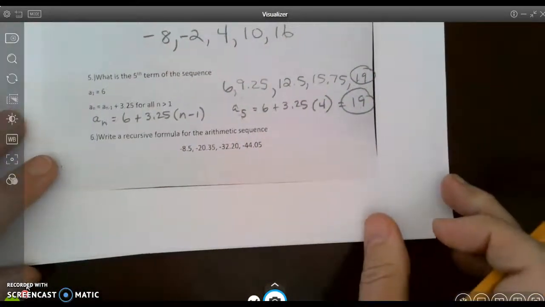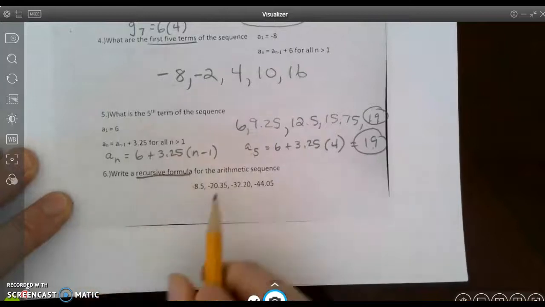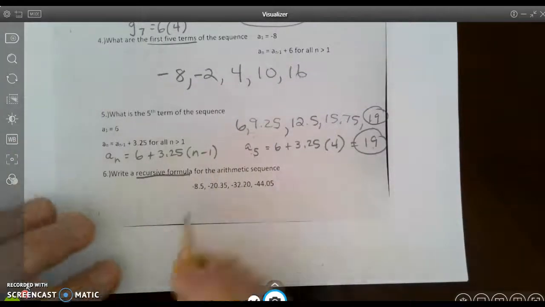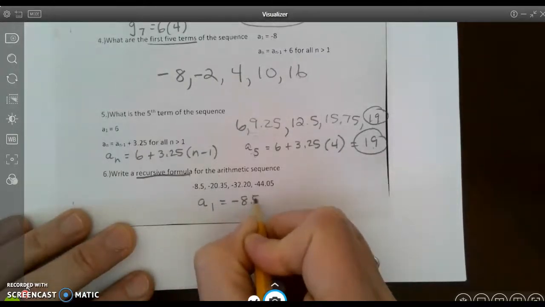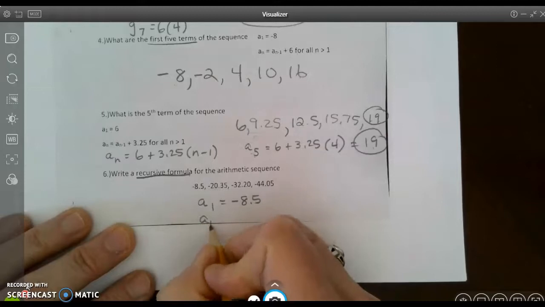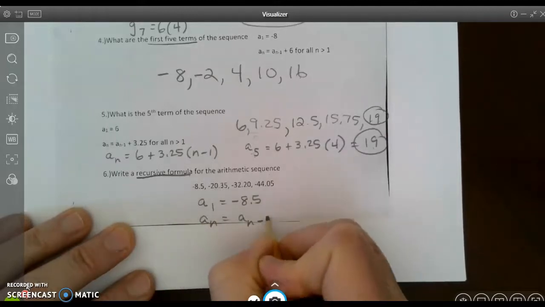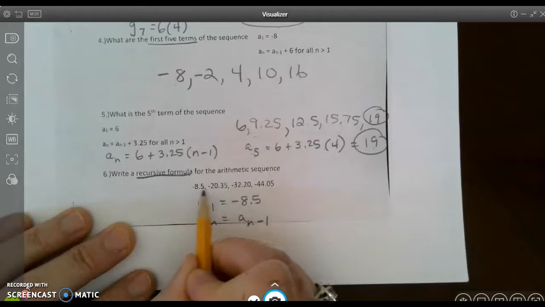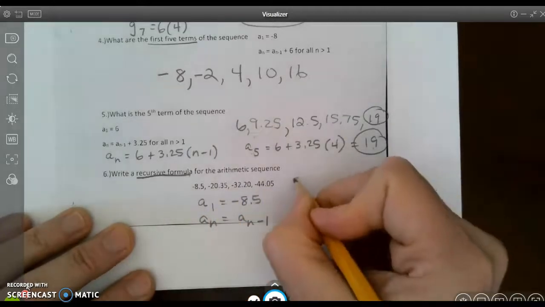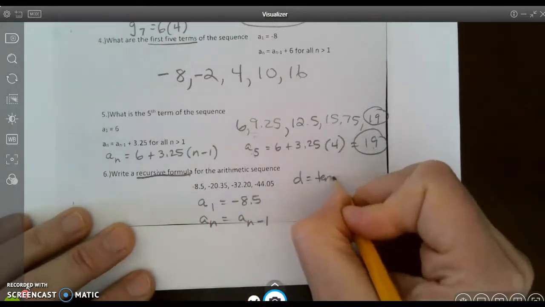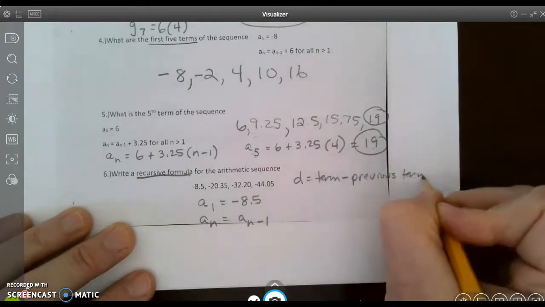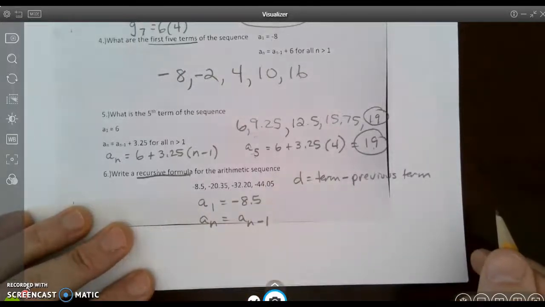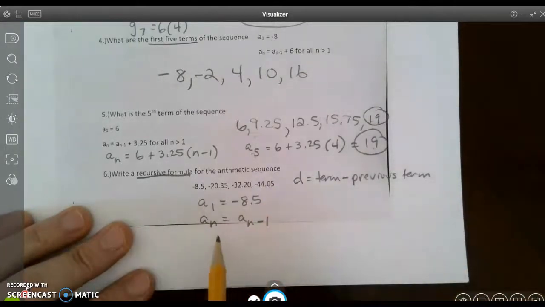Right, number 6 asks me to write a recursive formula for this arithmetic sequence. Well, recursive always has two parts, where I first list the first term, and then you say the nth term is the previous term, and now I've got to figure out what my constant difference is. Remember, difference is always term minus previous term. And they've already told me that this is arithmetic, so I already know that there's going to be a constant difference.